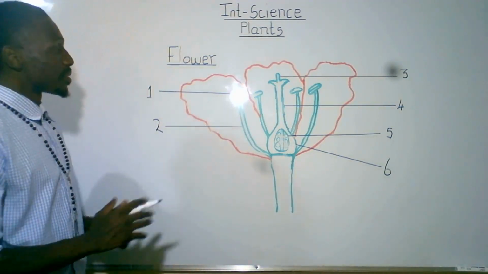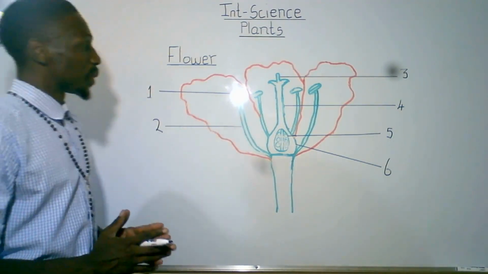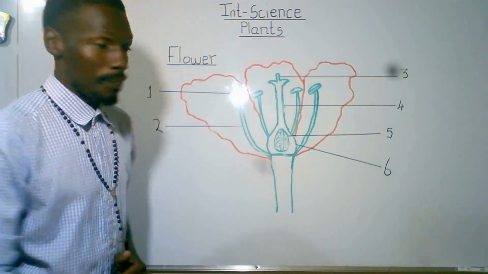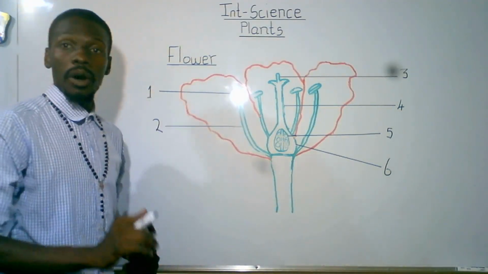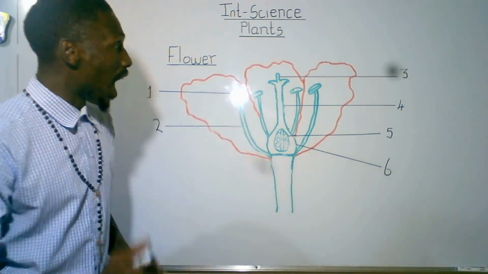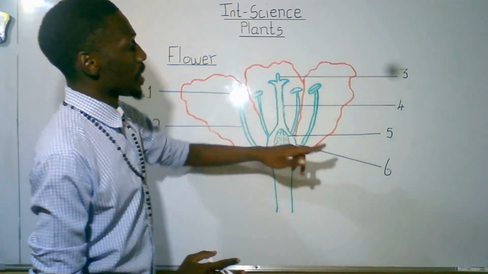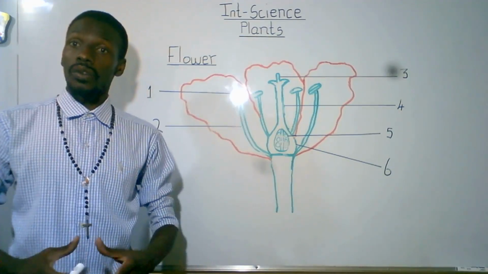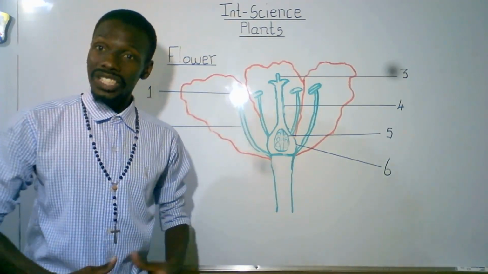Parts 1 and 2 make up the male parts of the flower, while parts 3, 4, 5, and 6 make up the female parts of the flower. Let's now name these parts.